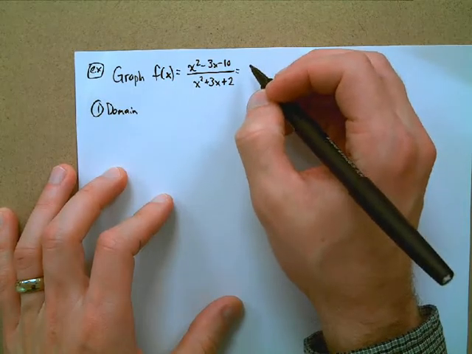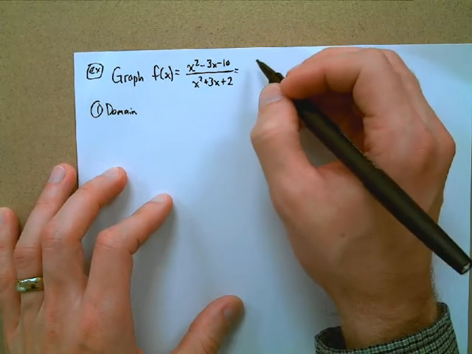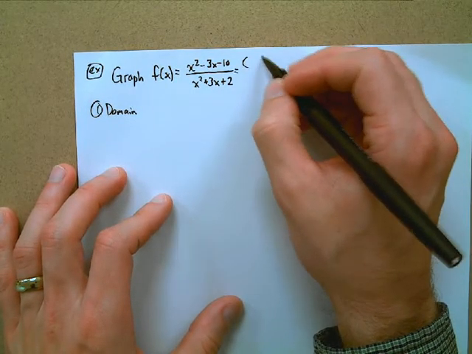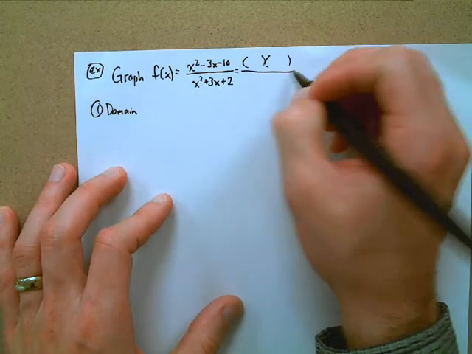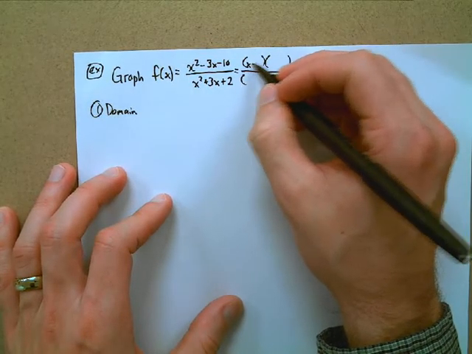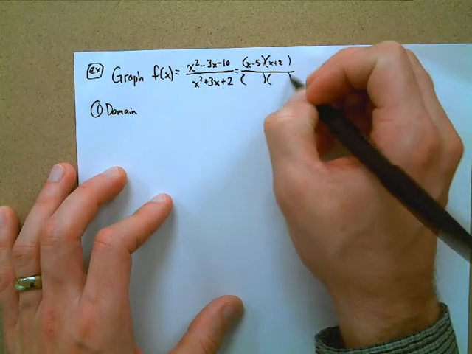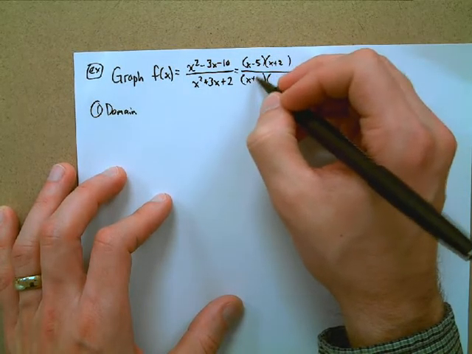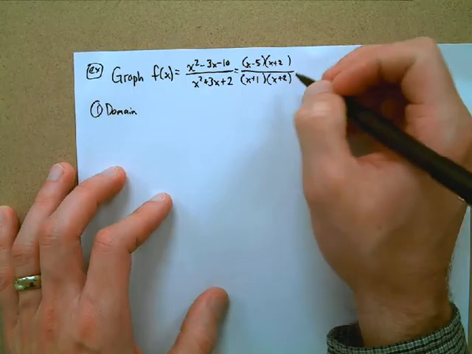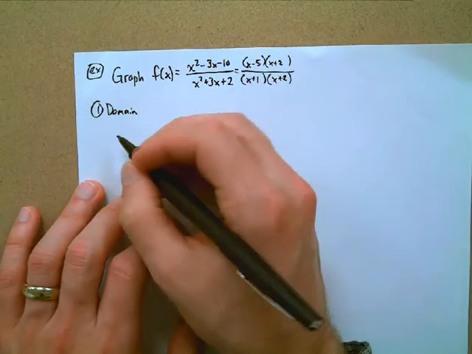x minus 5, x plus 2, okay. x plus 1 and x plus 2. Okay, great. So we're going to take that denominator and set it equal to 0. And so then x equals either -1 or x equals -2. Those are our domain restrictions.